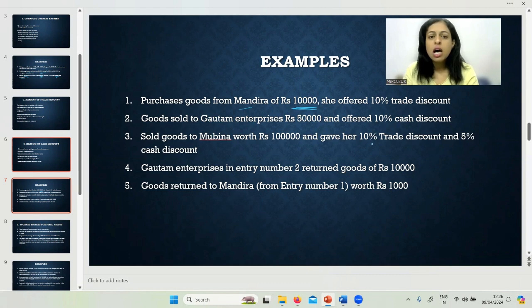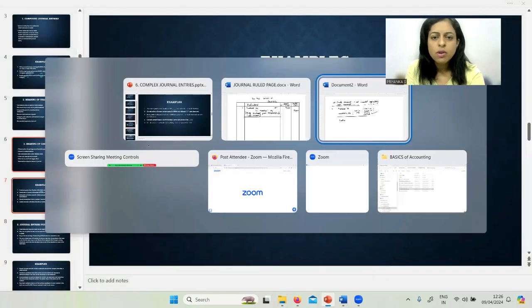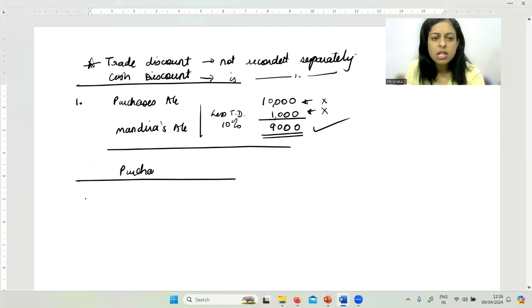What should I do? The answer here will be that Gautam Enterprises will not be in question because the mention of cash discount is there. As I told you earlier, cash discount always will indicate that the amount is received or paid. In this case, since it is sales, the amount is received. So we take into consideration cash amount received. So what are the two accounts in this case? The two accounts are sales account because you are selling the goods. So I will write the sales account.